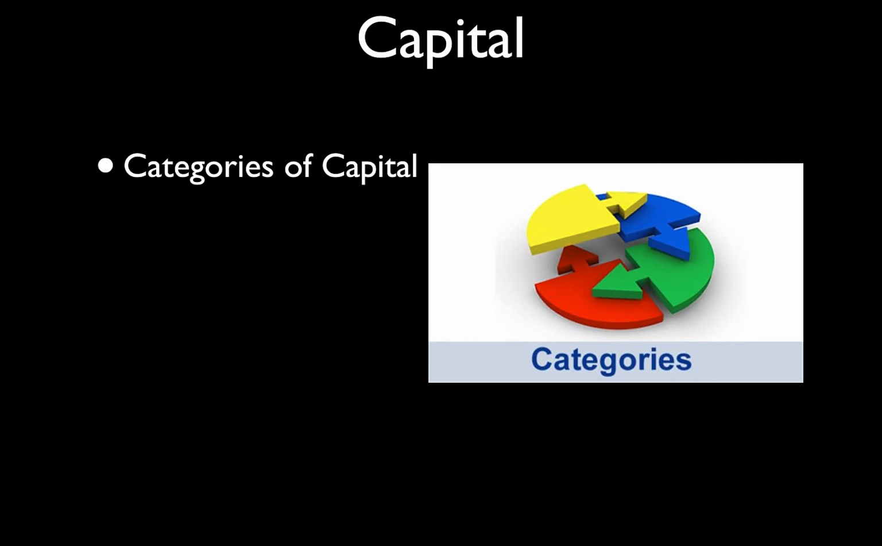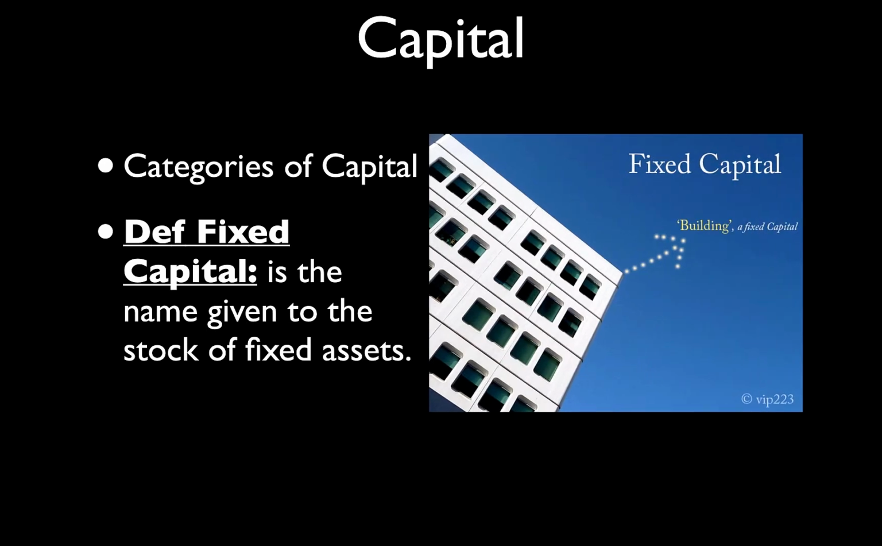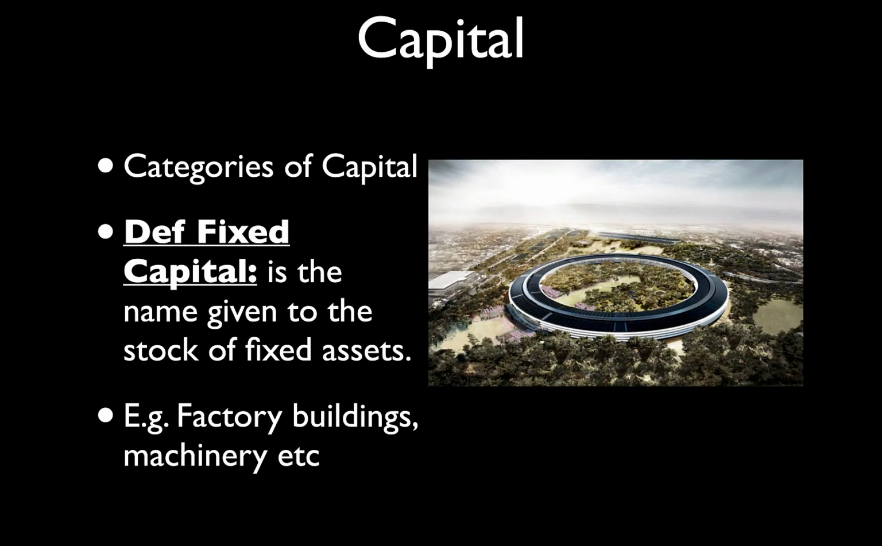Okay, now there's a few quick categories of capital. Please don't get too concerned by this. I just want you to know them. One of them is fixed capital. It's the name given to stock of fixed assets. What is a fixed asset? Well, essentially it's something big and important and physical that will last a long time.